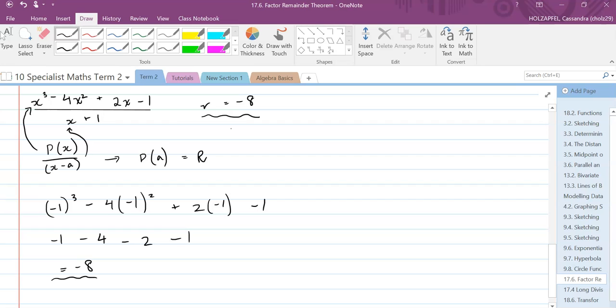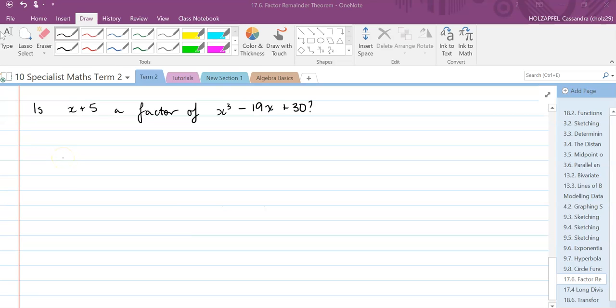Okay, so now that we see how this works, where do we apply it? Where do we actually use this? I've got an example here where we're going to use the factor remainder theorem to help us decide if x plus 5 is a factor of x cubed minus 19x plus 30. And remember, the reason that we want to get functions into factorized form is because it's going to be a lot easier to graph. Okay, so let's go ahead.